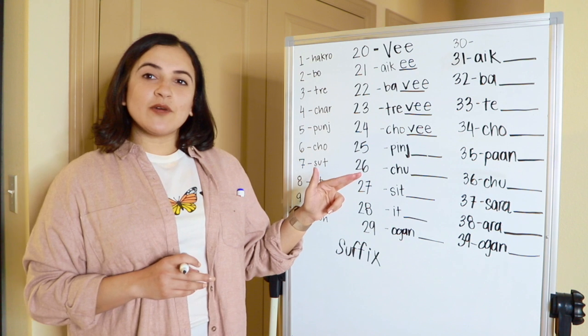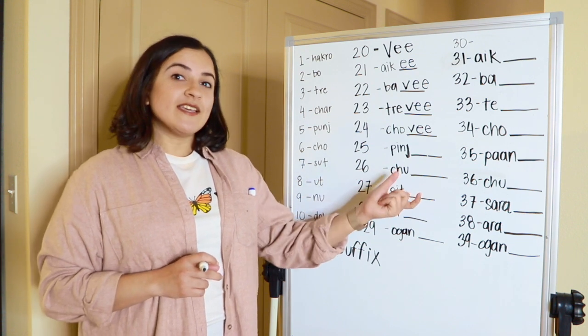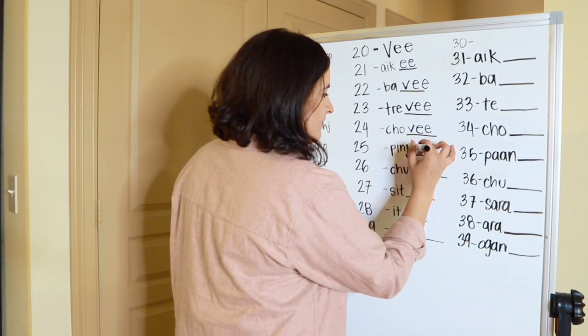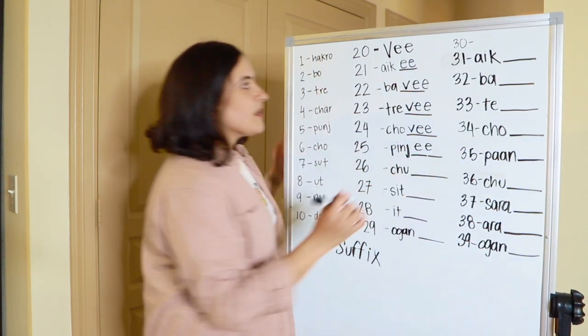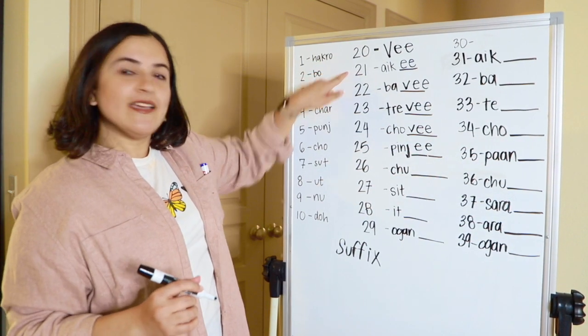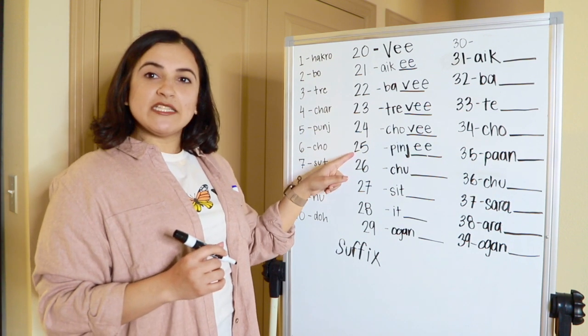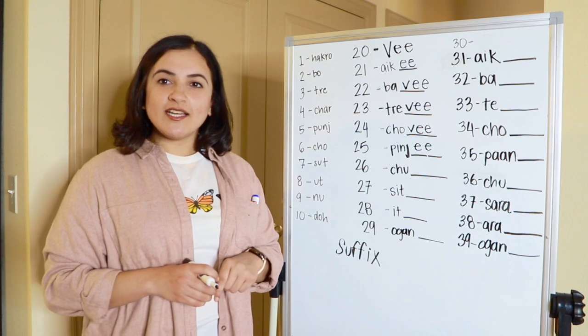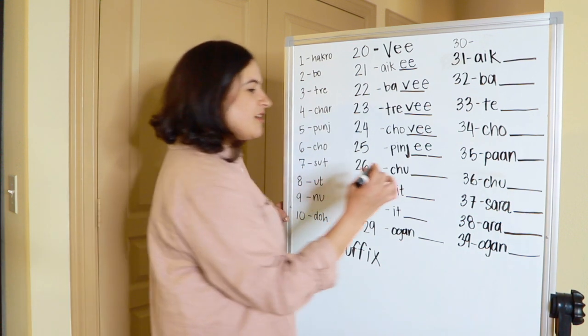So 25, the root is binge. This is also another one where it's not binge V, it ends up being bingy. So 21 you have eki, 25 you have bingy. 26 is cha, you have chavi.